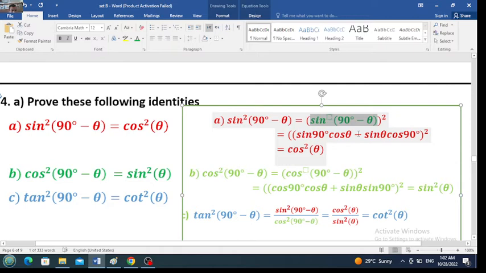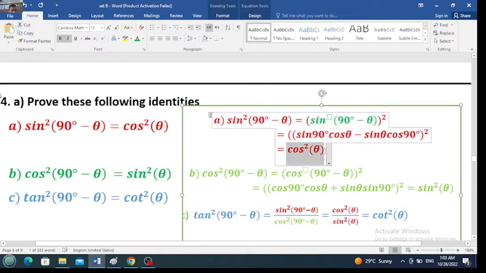Cosine of 90 degrees is 0, and 0 multiplied by sine of theta is 0. So it remains only sine of 90 multiplied by cosine of theta, all raised to the power 2. Sine of 90 is 1, multiplied by cosine of theta is cosine of theta. Therefore, I proved the first one.